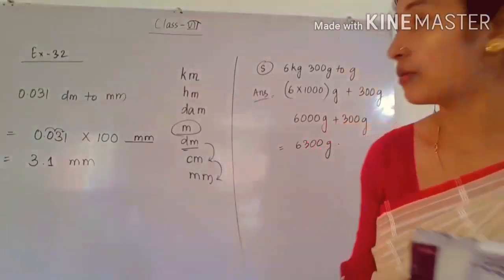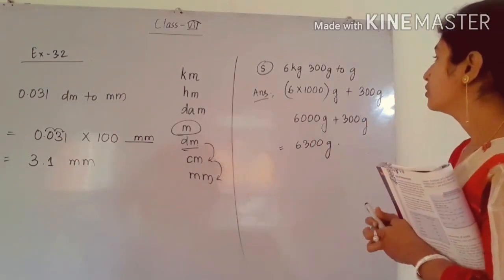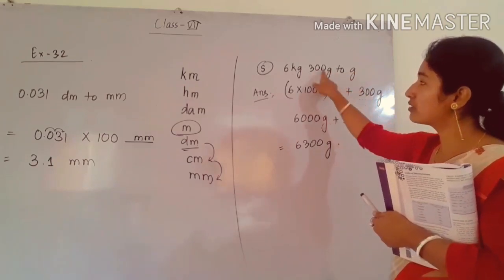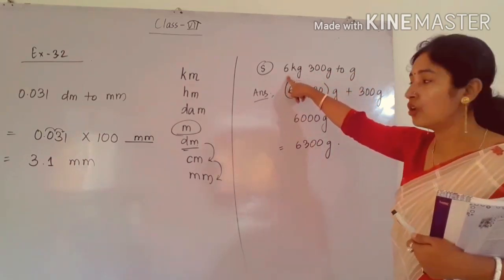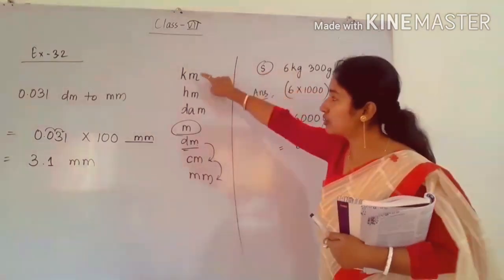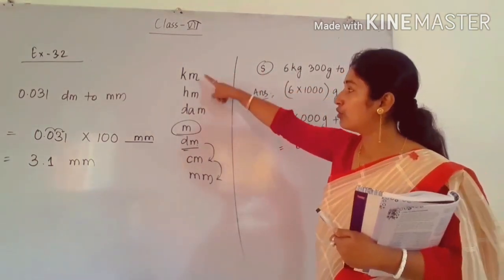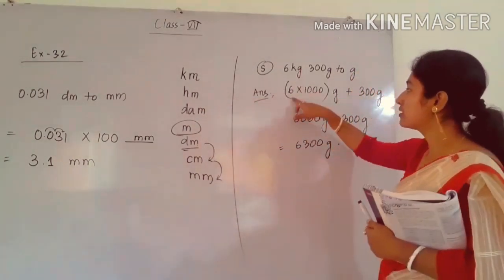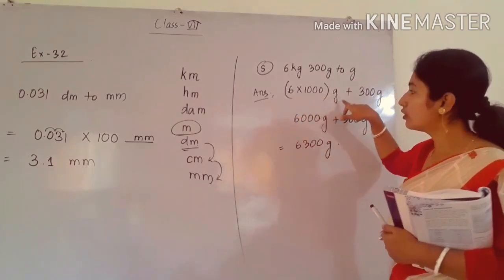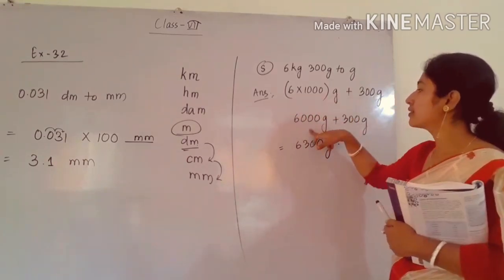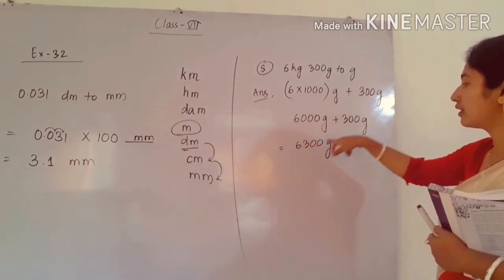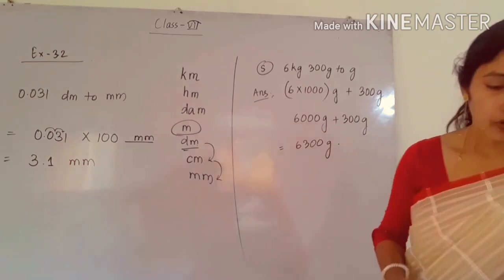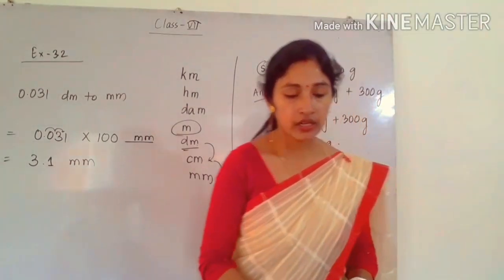So the next one is S: 6 kg 300 gram to gram. Here you have to convert this number to gram. Already 300 is in gram, so no need to change it. We will change just 6 kg to gram. So 6 kg to gram: kg is this position, and gram will be this one. You know you have to come three steps down. So you have to multiply 6 by what? 1000 to convert it into gram. So 6 into 1000 will be 6000. 6000 gram plus 300 gram will be 6300 gram. This is very easy. Okay, so next question, try to do it.